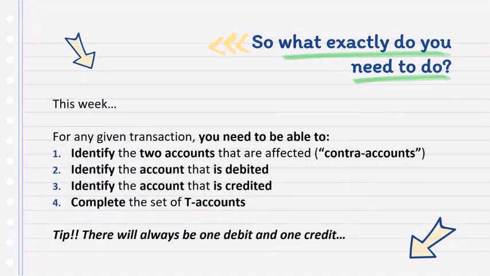So what do you need to do this week? This week, you need to be able to read a transaction and first of all, identify the two accounts that are affected. Then, based on DEAD and CLIck, identify the account that will be debited and identify the account that will be credited. And then you need to be able to complete a set of T accounts. I just gave you a little tip at the bottom there. There will always be one debit and one credit. You can't have two debits, you can't have two credits, and there will not be more than two accounts for every transaction.